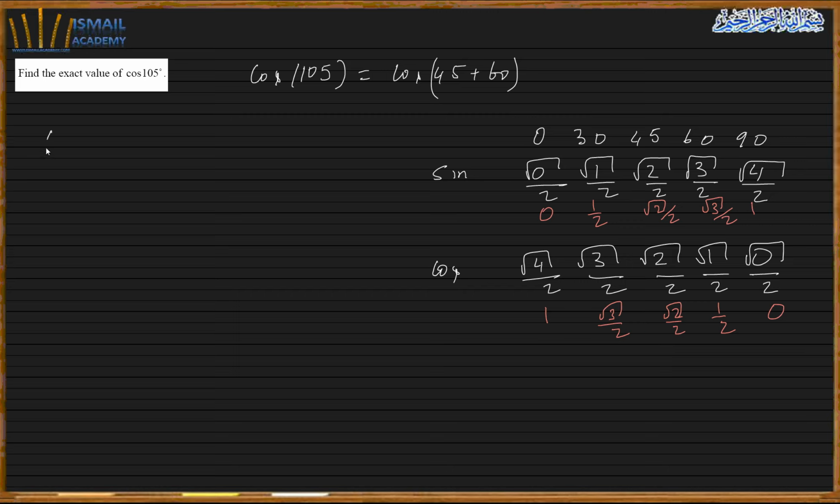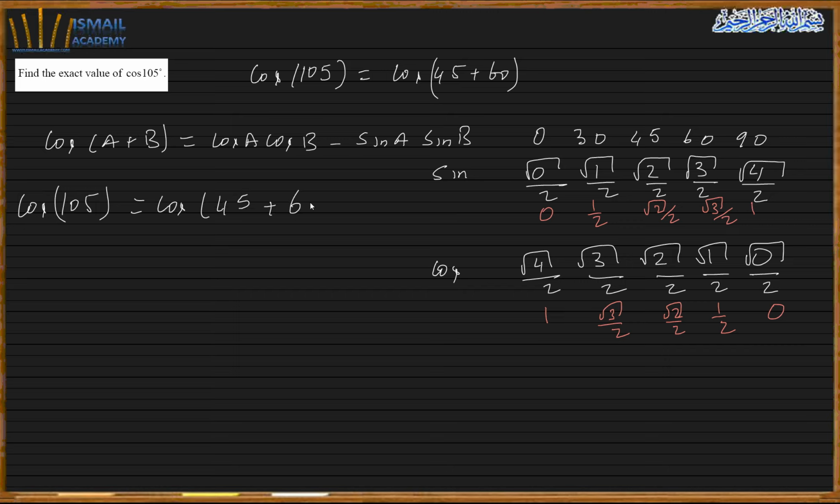So we know that cosine of A plus B, which is the sum formula, is cosine A cosine B minus sine A sine B. So here it is going to be cosine of 105, which is the same thing as cosine of 45, which is A, plus 60, which is B, which is the same thing as cosine 45 cosine 60 minus sine 45 sine 60.